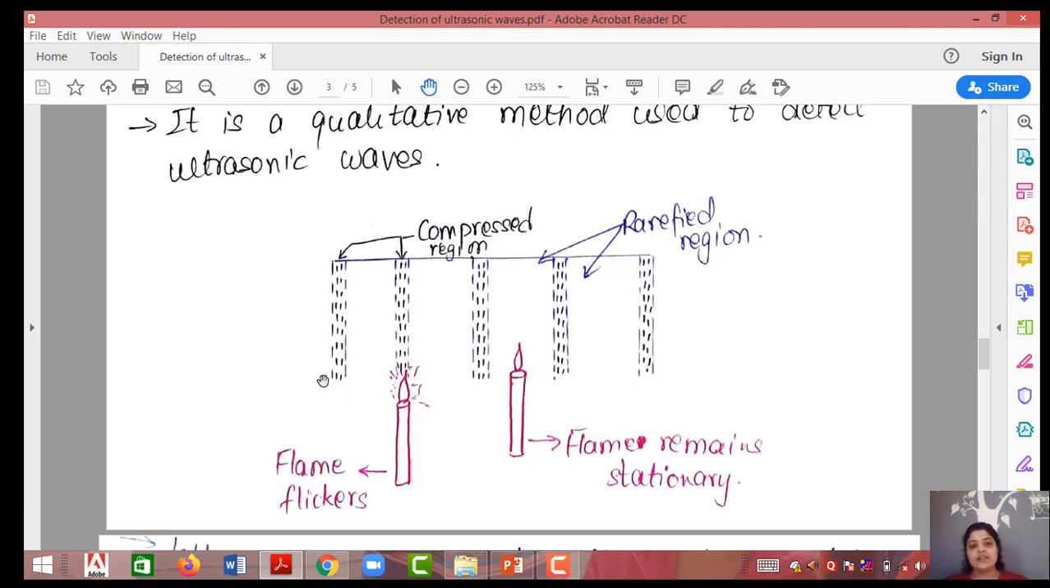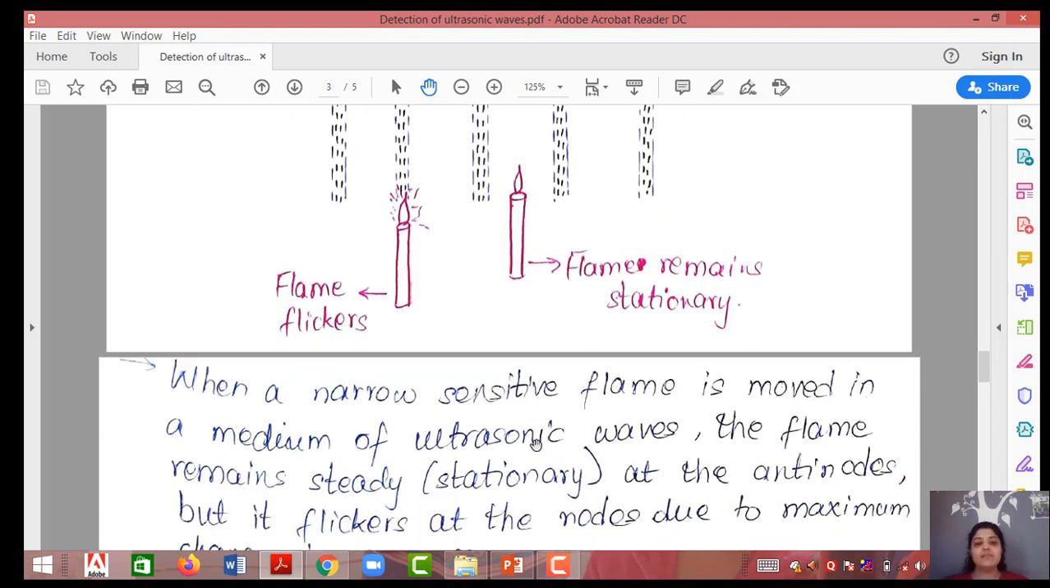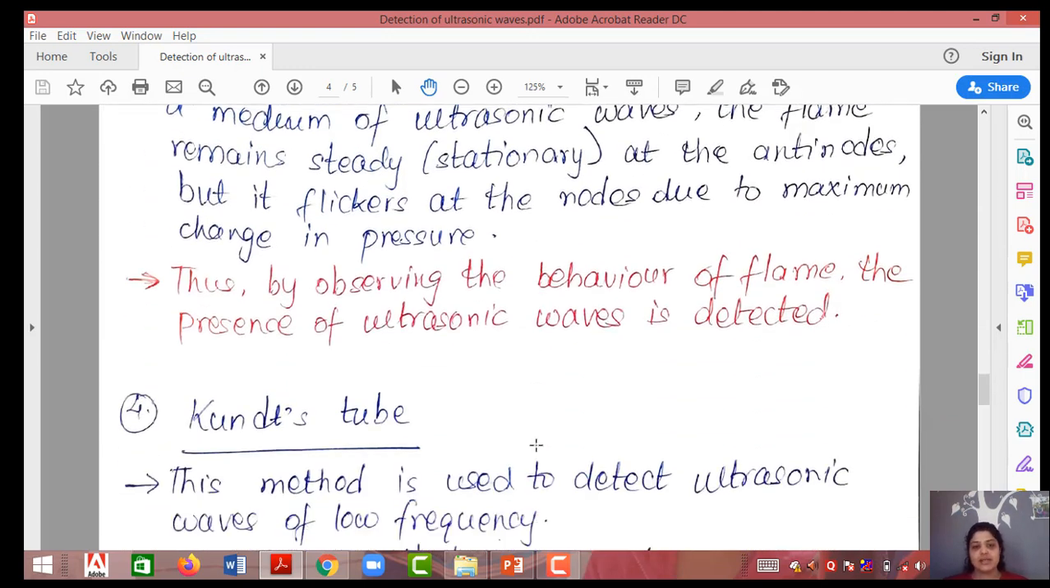So in this case, what happens if you simply move the candle flame in the medium? Exactly at the compressed regions, your flame will flicker, and exactly at the rarefied regions, the flame will remain stationary. At equal distances you have compressed regions, so at equal distances the flame will flicker, and at equal distances you have rarefied regions, so at those equal distances the flame remains stationary. So by the flickering of the flame at equal distances and the flame being stationary at equal distances, we can come to know that ultrasonic waves are present.